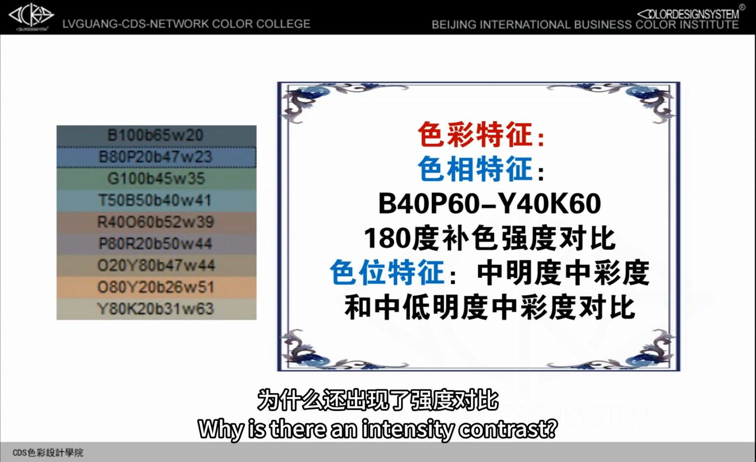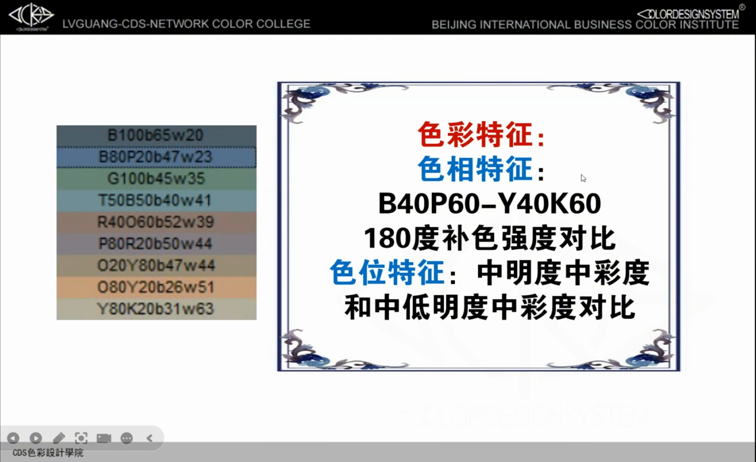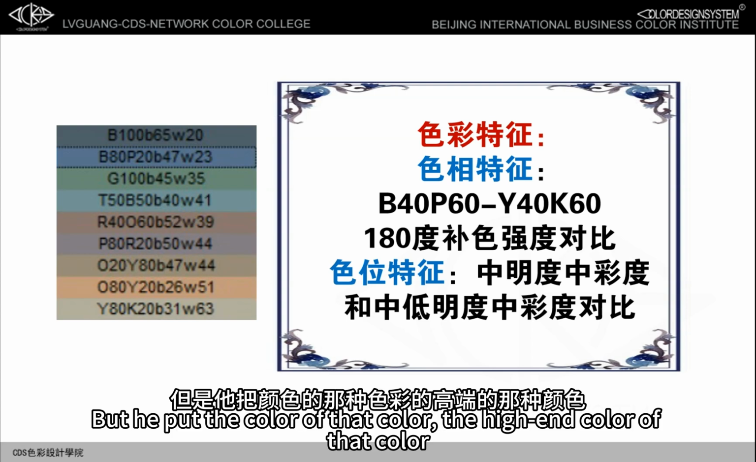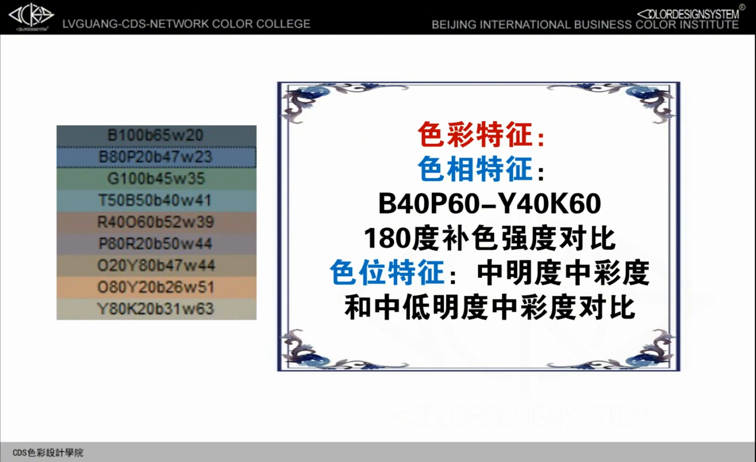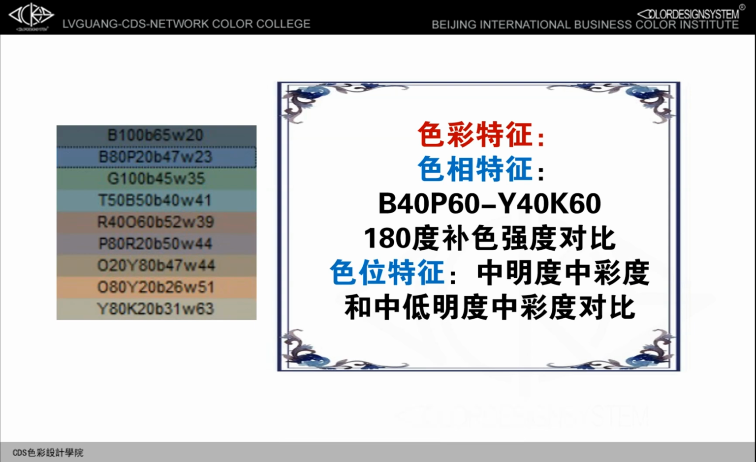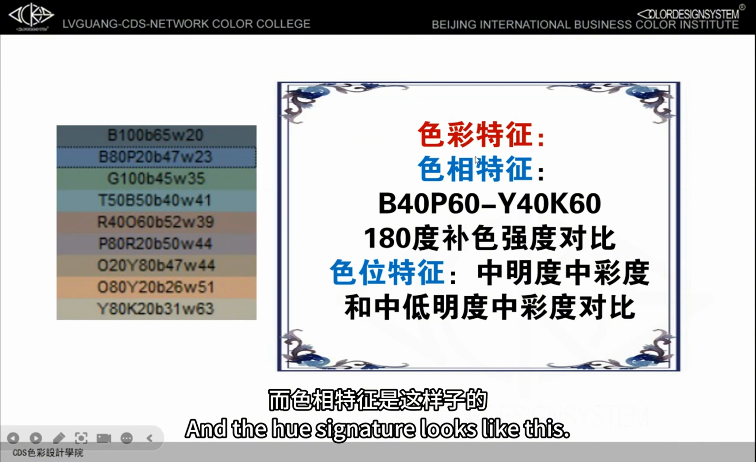Why is there an intensity contrast? It is because of Monet's painting art. His inattention is that the colors are completely conflicting. But he put the high-end color of that color all suppressed, and it becomes inherently very tense. The use and control of deep colors. He put it in this water, this wave of color. Formed a natural color. A thicker way of saying things. And the hue signature looks like this.